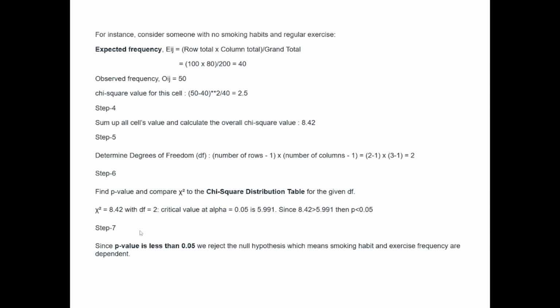And so what will be my final conclusion? Since my p-value is less than 0.05, we reject the null hypothesis. So what was our null hypothesis? We said that there is no relationship between the smoking habit and the exercise frequency, but we had to reject it because of the final output we received after the entire calculation. So here we are rejecting our null hypothesis and accepting the alternate hypothesis.